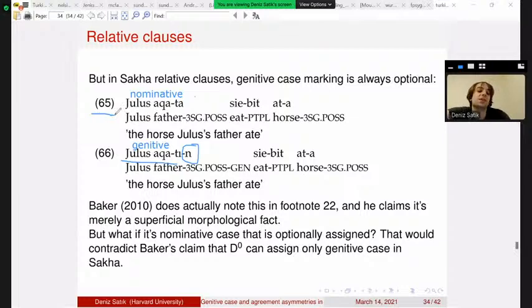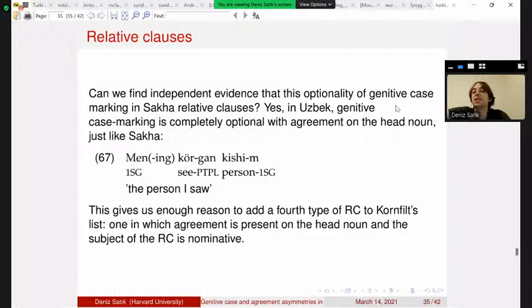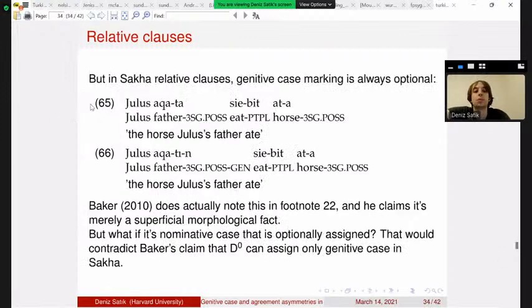Because if it's nominative case that is optionally assigned, that would contradict Baker's claim that you can only have nominal agreement with genitive case in Saha. So he doesn't want to admit that. But let's see. Can we find independent evidence of this optionality of genitive case marking in Saha relative clauses? That's a long grammatical sentence in English, but anyways, can we find evidence in another Turkic language which behaves just like this, which optionally has nominative case marking or genitive case marking on the possessor in a relative clause?